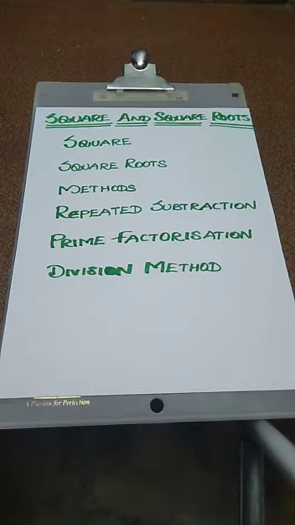How can we use repeated subtraction? We subtract successive odd numbers starting from 1 from the given square number till we get 0. The number of times we have to make the subtraction is called the square root of the given square number.